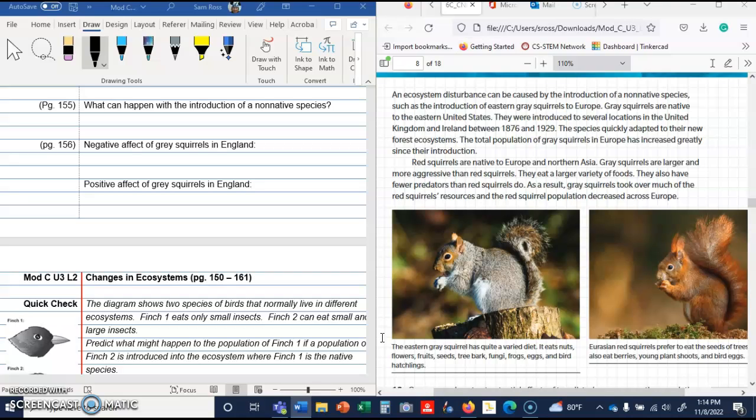What can happen with the introduction of a non-native species? An ecosystem disturbance can be caused by the introduction of a non-native species. So you could say an ecosystem disturbance, and then the negative effect of gray squirrels in England.